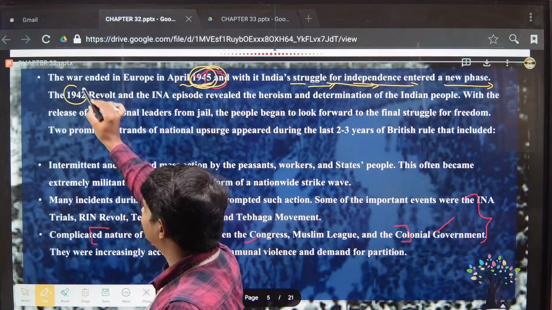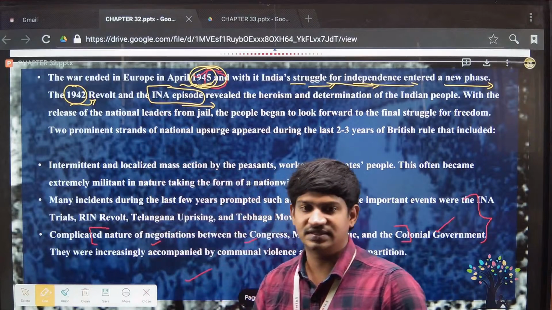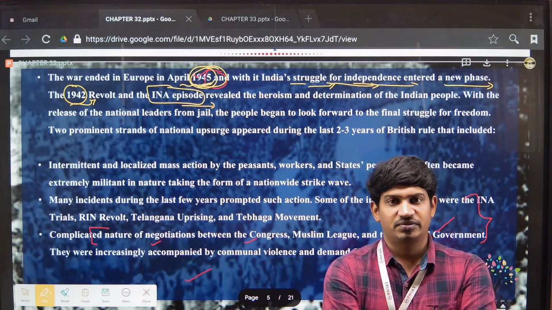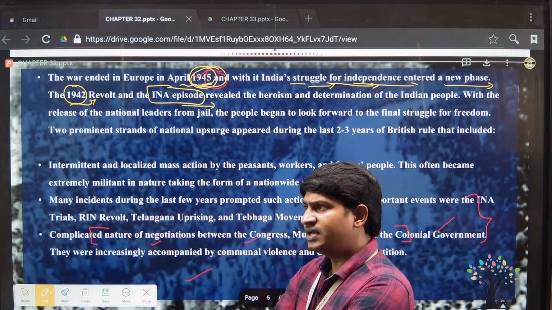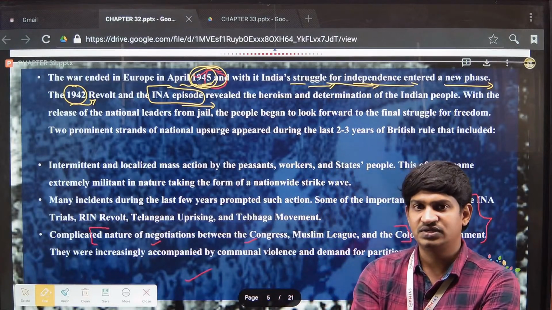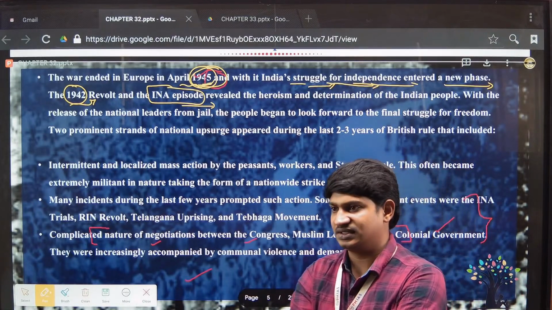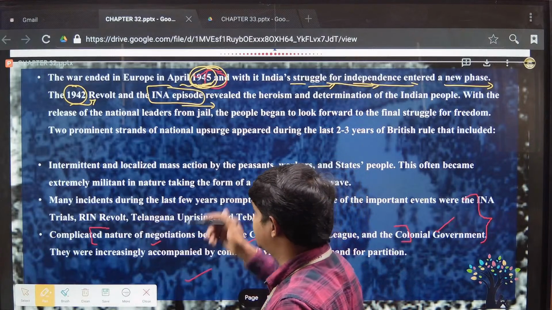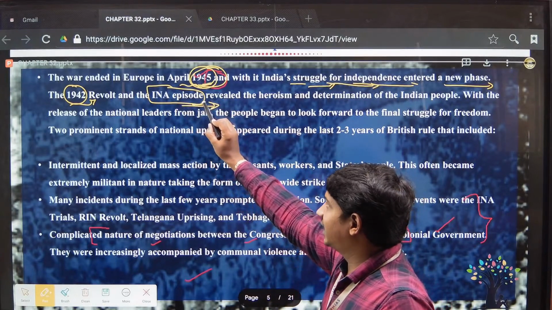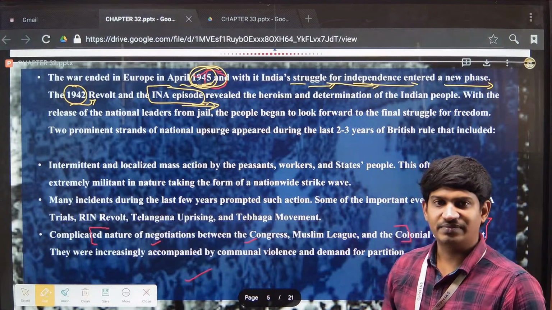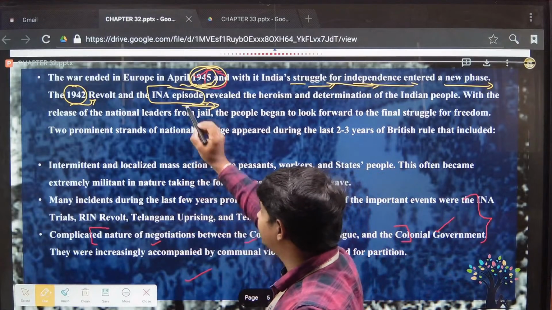What are the reasons for it? The revolt of 1942 and the INA episode. INA means Indian National Army. I have discussed the Indian National Army's contributions in the last class. Simply, the Indian National Army joined hands with the Japanese army and helped Japan reach Southeast Asia, just near the border of India. They crossed Indonesia, and landed in Bhutan and Myanmar. The Britishers captured the soldiers of the Indian National Army and gave them brutal punishment.